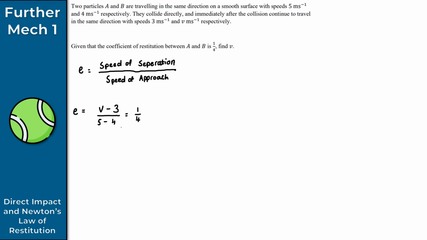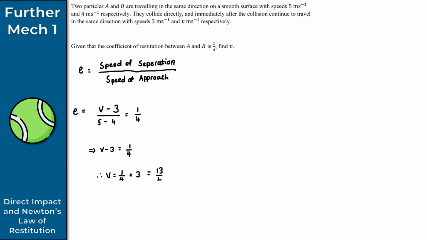Clearly 5 minus 4 is just 1, so I've got v minus 3 over 1 is equal to 1 over 4. Let's write this down: v minus 3 is equal to 1 over 4. Good stuff. We just want to solve for v, so v is equal to 1 over 4 plus 3. Getting this over a common denominator, that would be 12 over 4 plus 1 over 4, so that is 13 over 4.